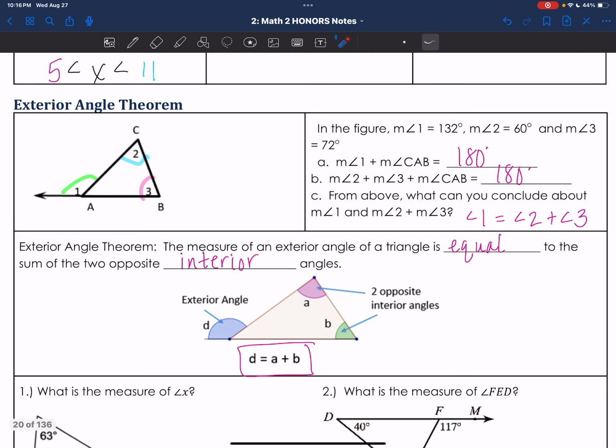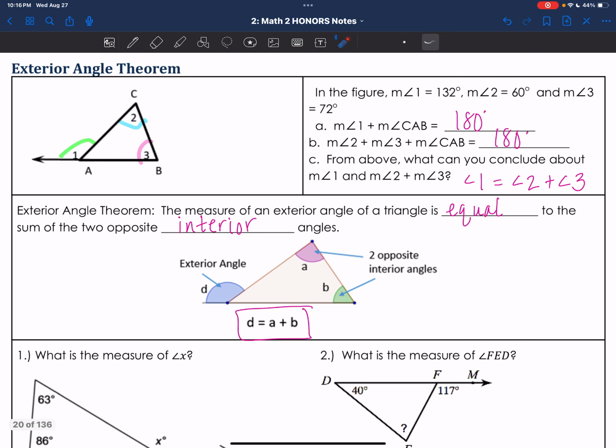And then now we're going to talk about the exterior angle theorem. So the exterior angle theorem is saying if you were to solve this, the measure of angle 1 is 132 degrees, so that's this guy. And the measure of angle 2 is 60. The measure of angle 3 is 72. So if we were to go measure of angle 1 plus the measure of CAB, those two together are going to give you 180 degrees.